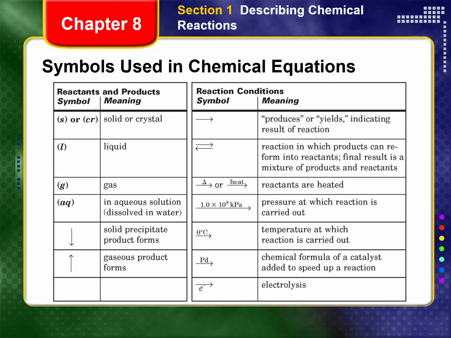Throughout this chapter, we will often include the symbols for physical states, meaning s, l, g, and aq, in balanced formula equations. You should be able to interpret these symbols when they are used and to supply them when the necessary information is available.